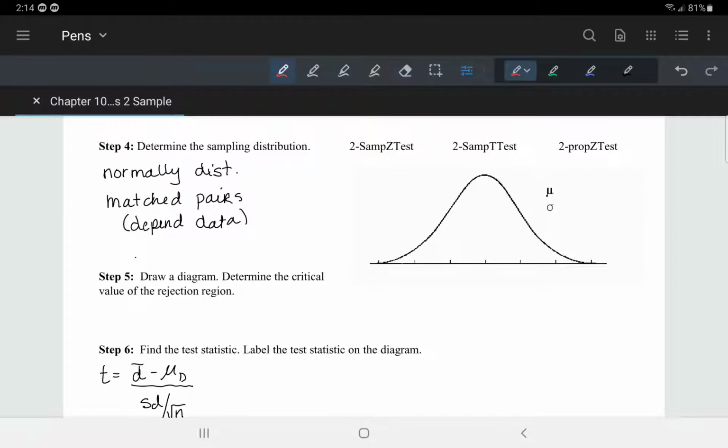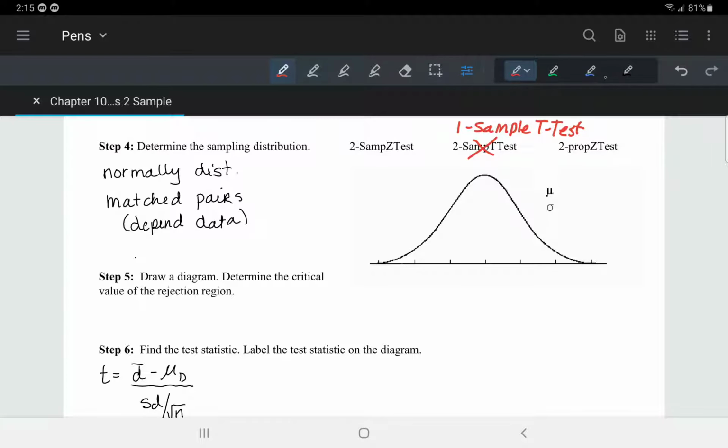After that, we can determine the sampling distribution. We are told that the population is normally distributed and we do have matched pairs, so we do have dependent data, and that will allow us then to conduct not the two-sample t-test, but the one-sample t-test. So from there, we need to determine the critical values for the rejection region.